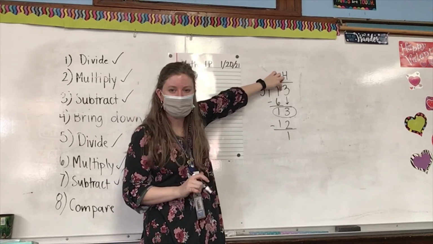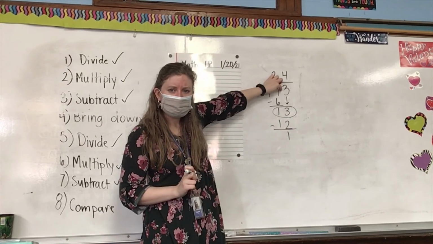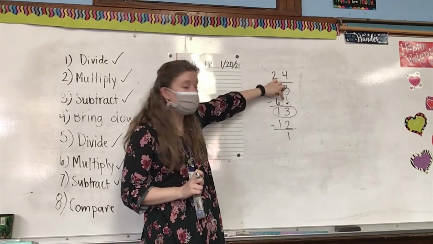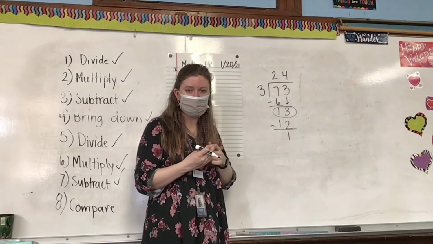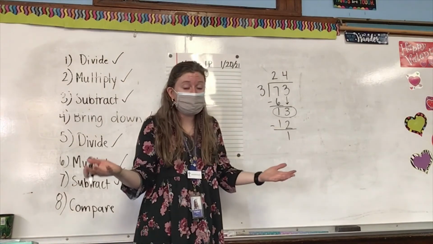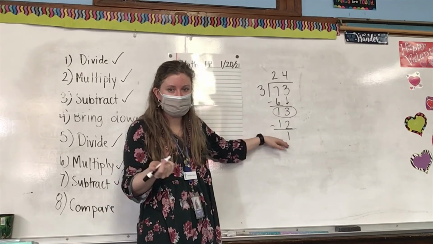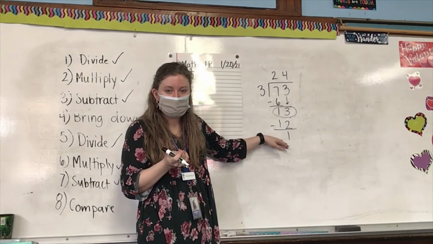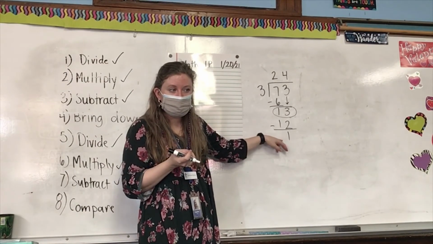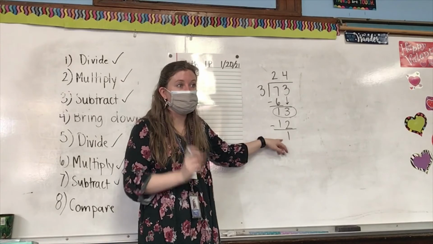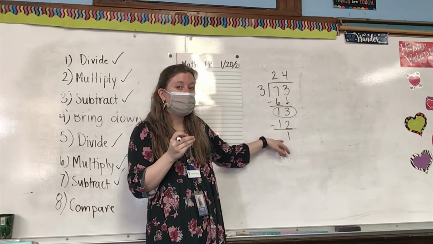What about this second digit? Can we bring it down? No. How do we know? Because there's an arrow underneath it. So there's a symbol. Are there any other digits? No. So do we have anything to bring down? No. Which means we're ready to do what with this answer to this subtraction problem? We're ready to compare it.